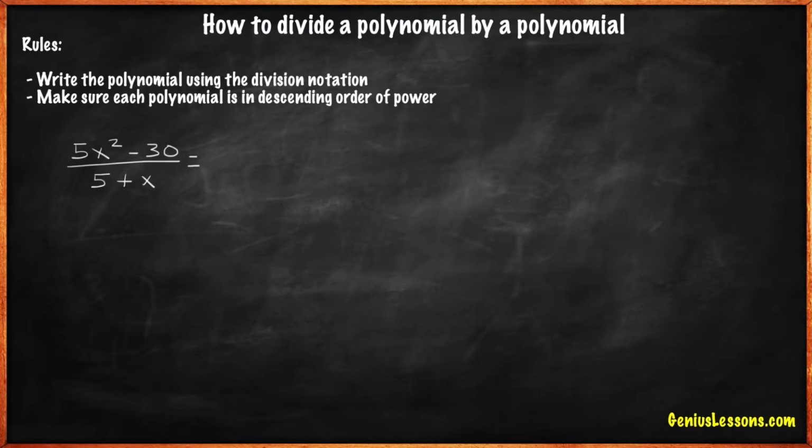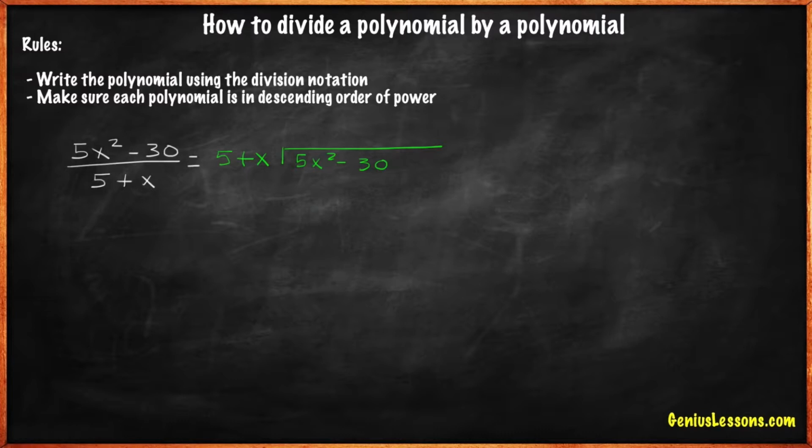5x squared minus 30 divided by 5 plus x. Let's write the polynomial using the division notation. Let's write 5 plus x on the outside and 5x squared minus 30 on the inside. Make sure each polynomial is in a descending order of power.